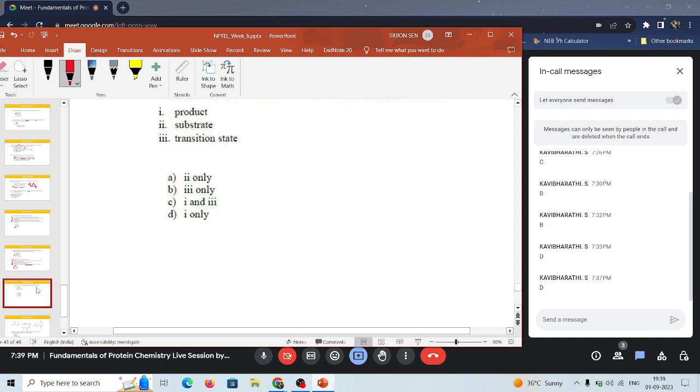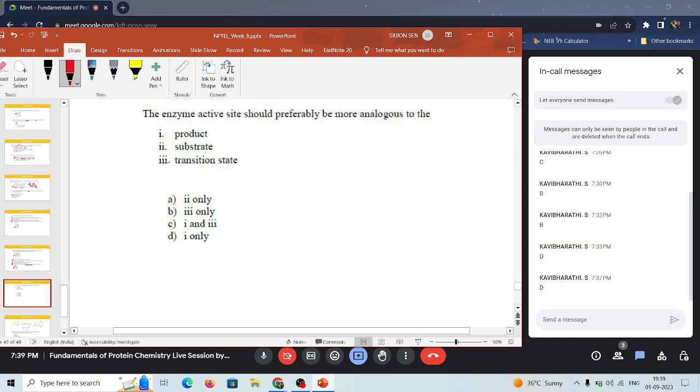The next one. The enzyme active site should preferably be analogous to. So what should the enzyme active site be analogous to? Is it the product, the substrate, or the transition state?